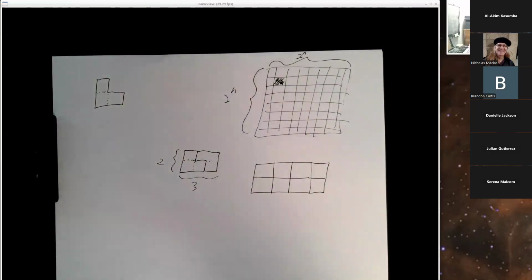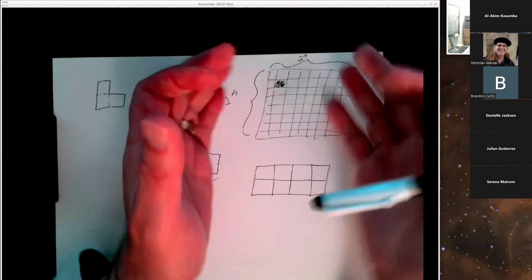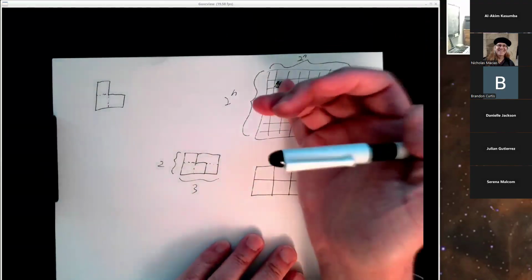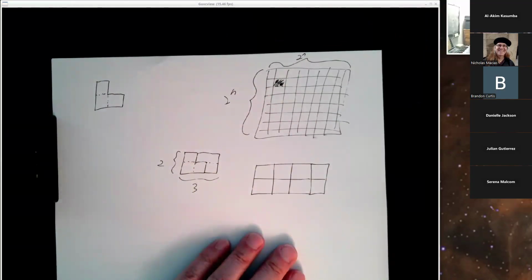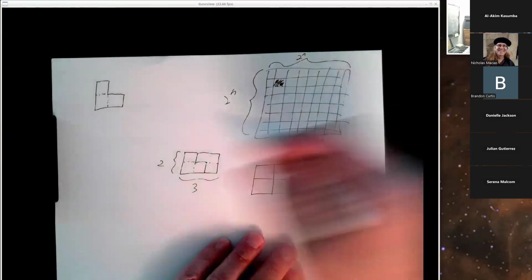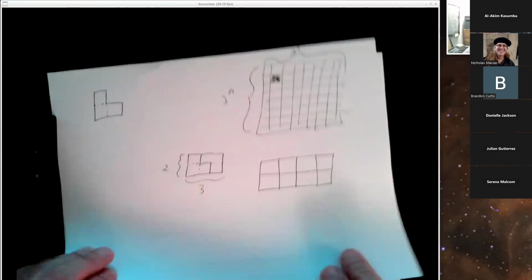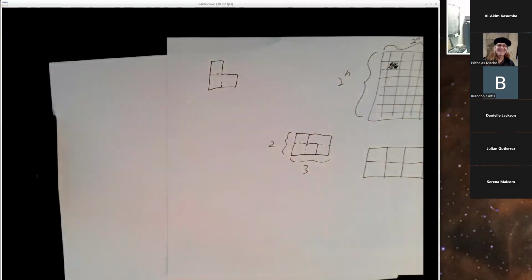All right, so is everybody clear on the setup? We've got a 2 to the n by 2 to the n floor. Somewhere in there, there's one square that we don't want to cover. We're going to prove we can cover all the remaining squares using these L-shaped sets of 3 tiles. All right, gonna need more paper.